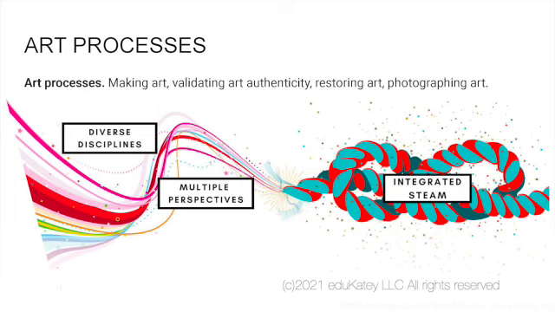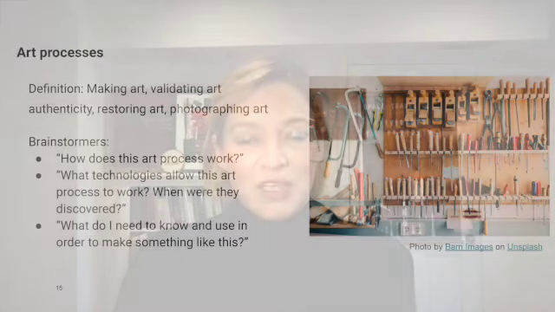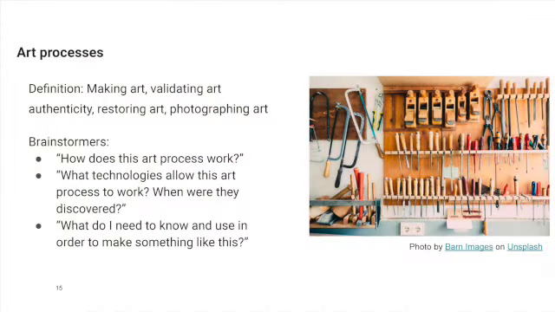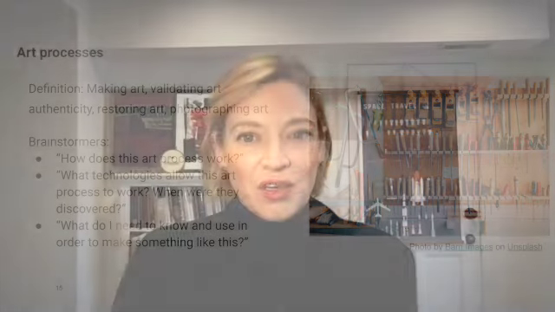Integrated STEAM learning is stronger than the sum of its parts, like a braided rope tying content to application in myriad ways. When you start to think about integrating art processes into your STEM content or STEM into your art instruction, ask yourself one or more of these brainstorming questions. How does this art process work? What technologies allow this art process to work, and when were they discovered? What do I need to know and use in order to be able to make something like this? These questions are also available on your handout.